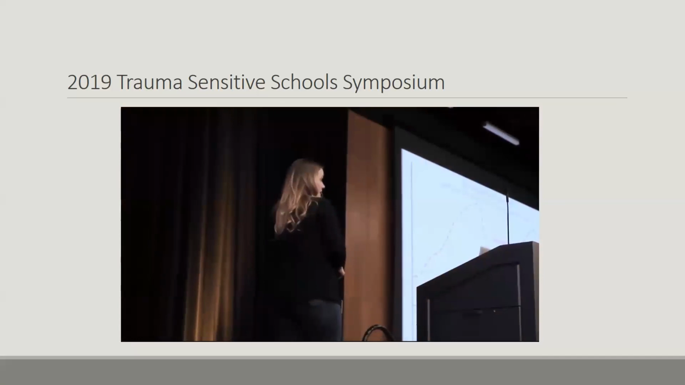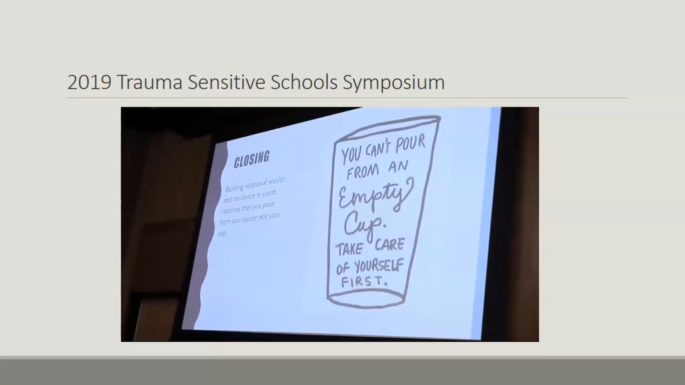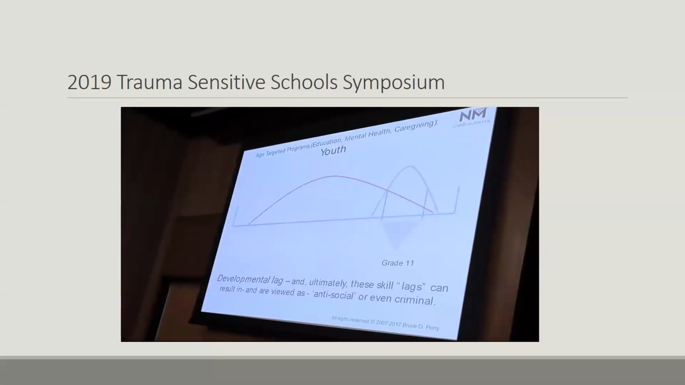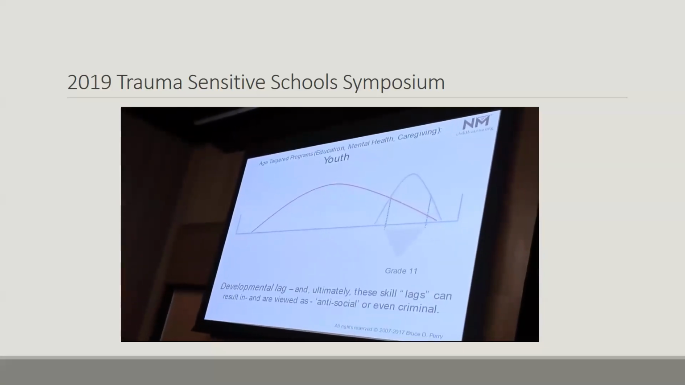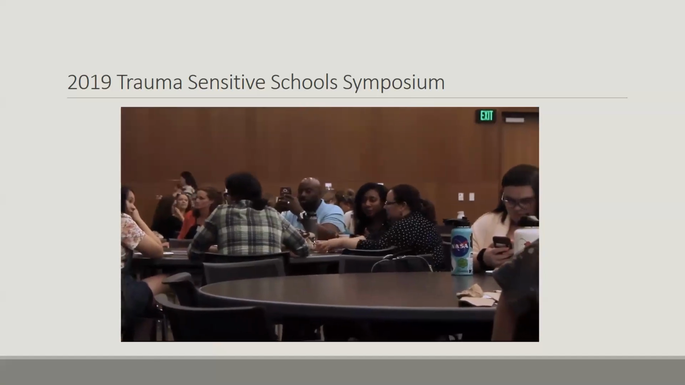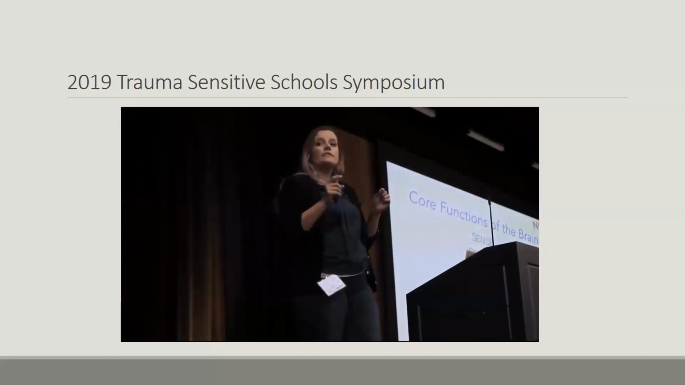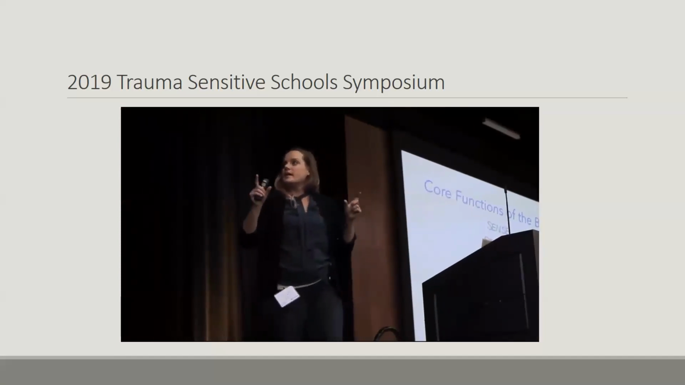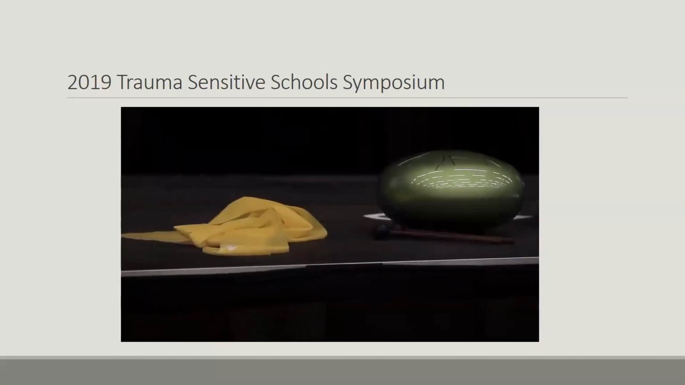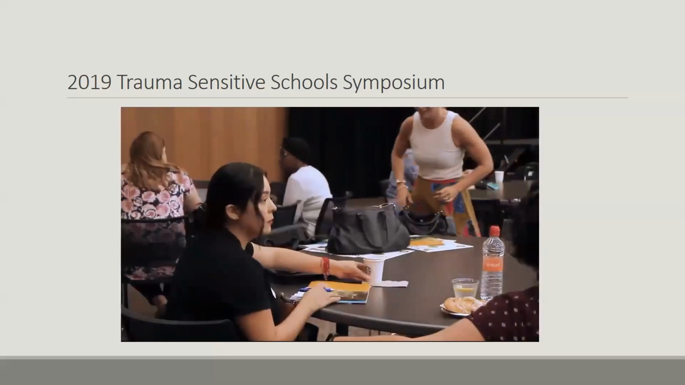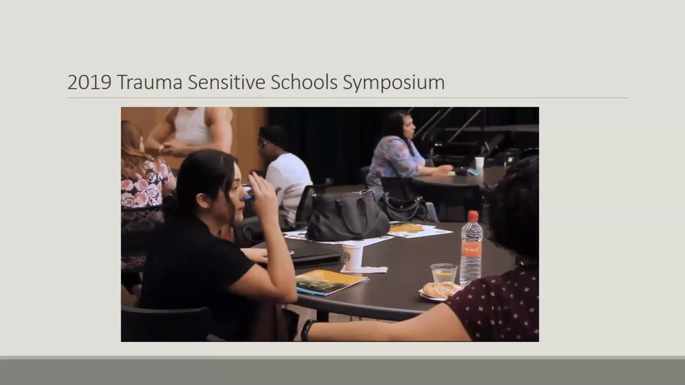The ACEs is a really great framework, but we don't take into consideration other traumas. Bullying in school, that's trauma. Racism, that's trauma. All of the different things that we see, the ACEs is compartmentalizing, saying these are the big 10 T's, right? But there's so much more.